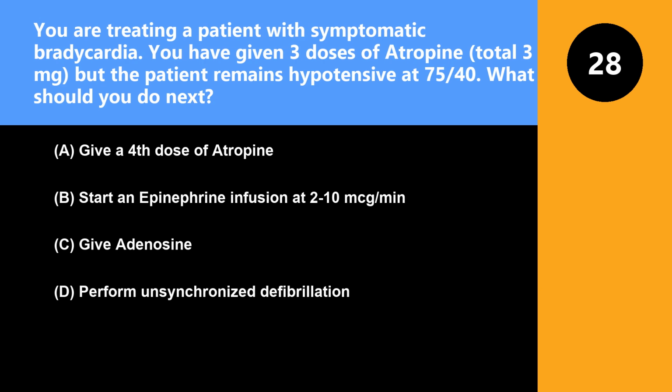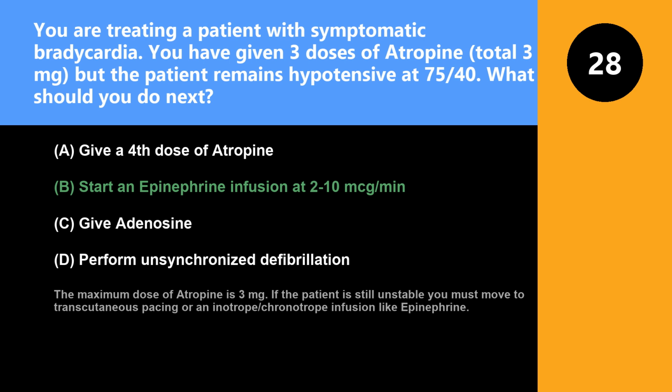Question 28. You are treating a patient with symptomatic bradycardia. You have given 3 doses of atropine, total 3 mg, but the patient remains hypotensive at 75/40. What should you do next? Option A, give a 4th dose of atropine. Option B, start an epinephrine infusion at 2 to 10 mg/min. Option C, give adenosine. Option D, perform unsynchronized defibrillation. The correct answer is option B, start an epinephrine infusion at 2 to 10 mg/min. The maximum dose of atropine is 3 mg. If the patient is still unstable, you must move to transcutaneous pacing or an inotrope/chronotrope infusion like epinephrine.